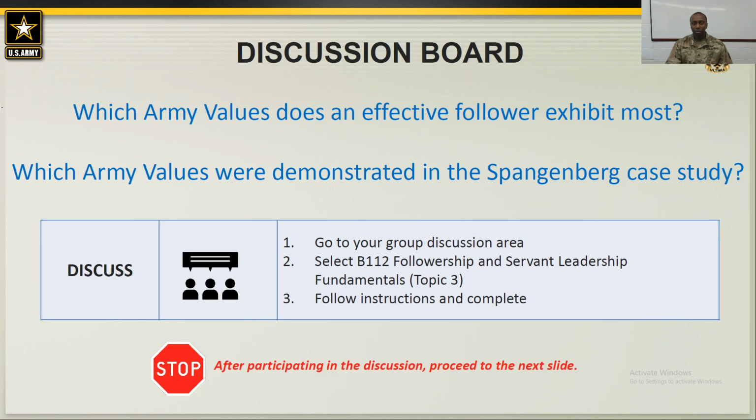All right, so this brings us to our discussion board topic number 3. And it comes from the Springerberg case study handout in the handouts tab on Blackboard. You can find it under the lesson Bravo 112. All right. Which Army value does an effective follower exhibit the most? Which Army values were demonstrated in the Springerberg case study? So after participating in this discussion, proceed to the next slide. But at this time, pause the video and complete this topic.